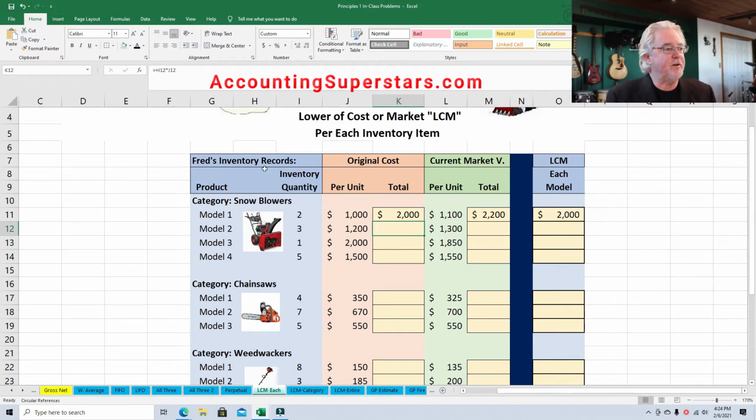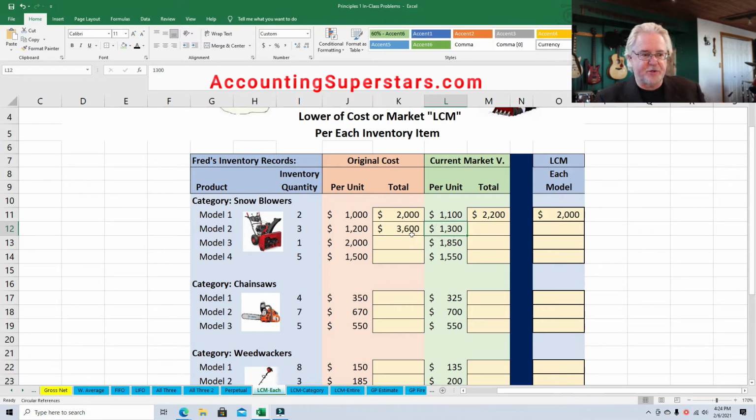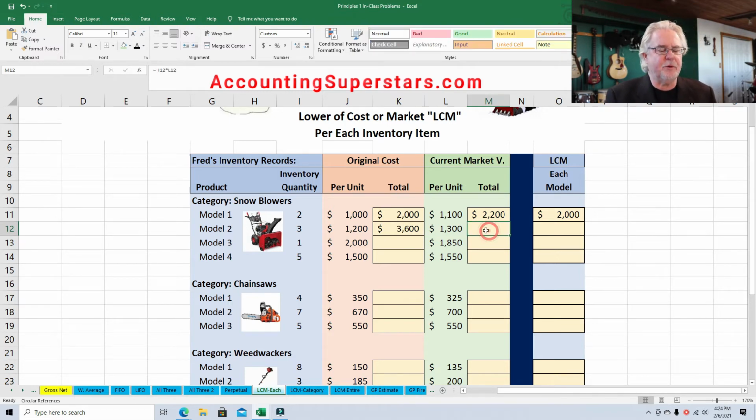So 3 times 1,200 is $3,600. And it looks like the replacement value has gone up. So it looks like prices are going up here. So Fred would say, if I had to replace those 3 snowblowers, it would cost me $1,300. So 3 times 1,300 is $3,900. So Fred simply takes the lower of the 2 because Fred does not want to overstate assets.